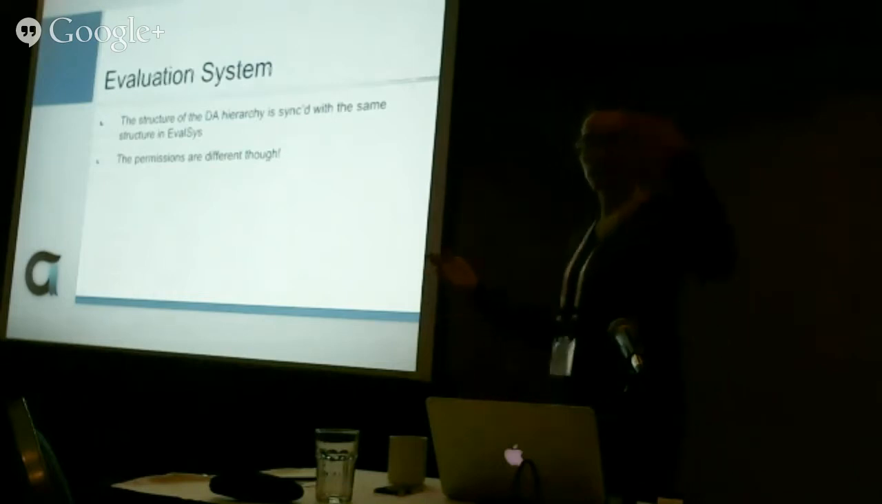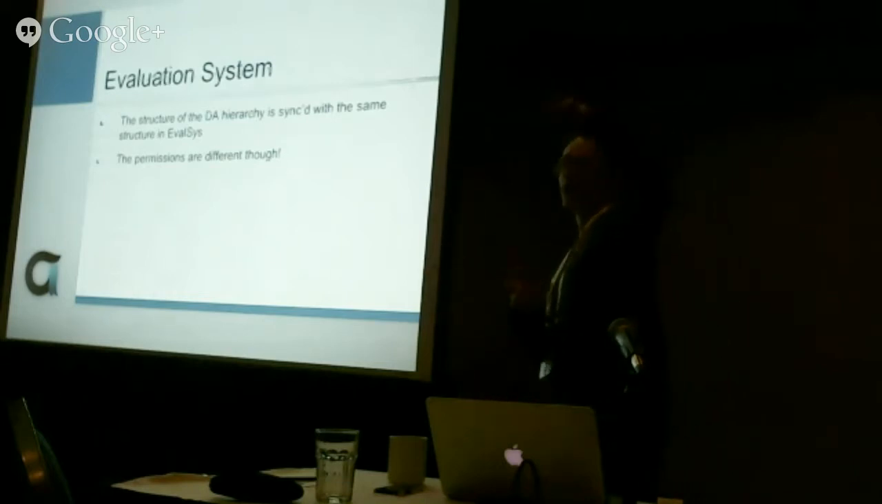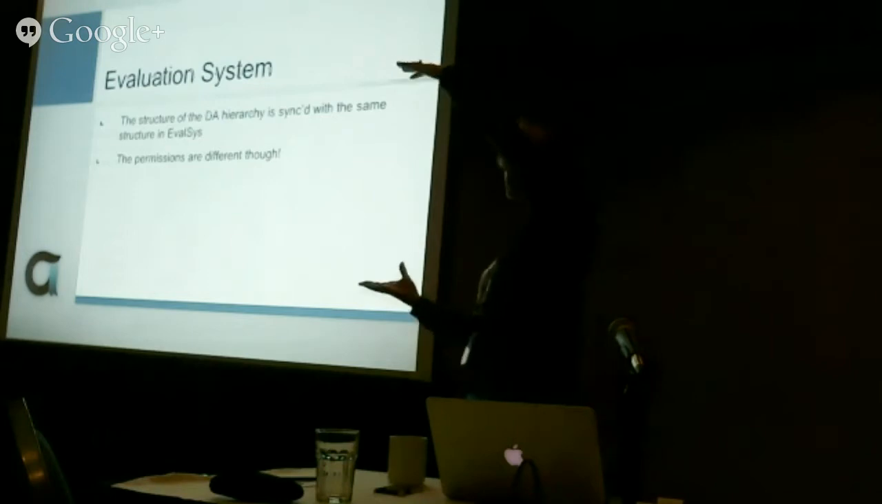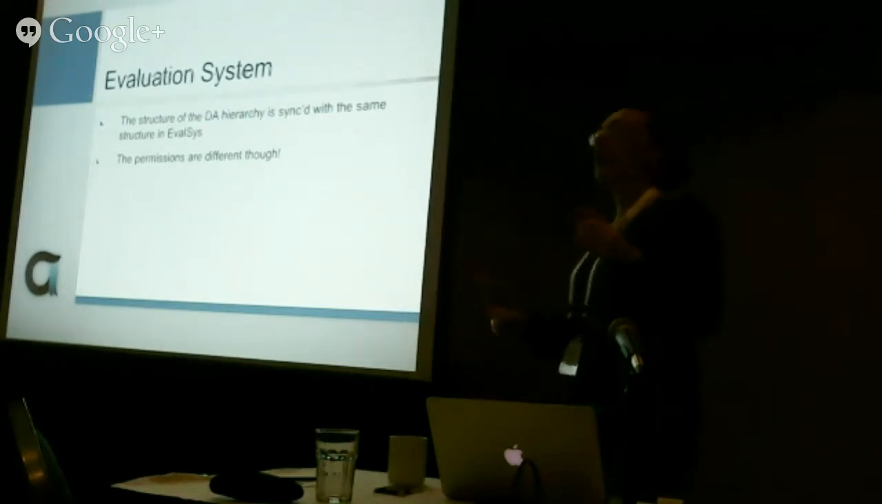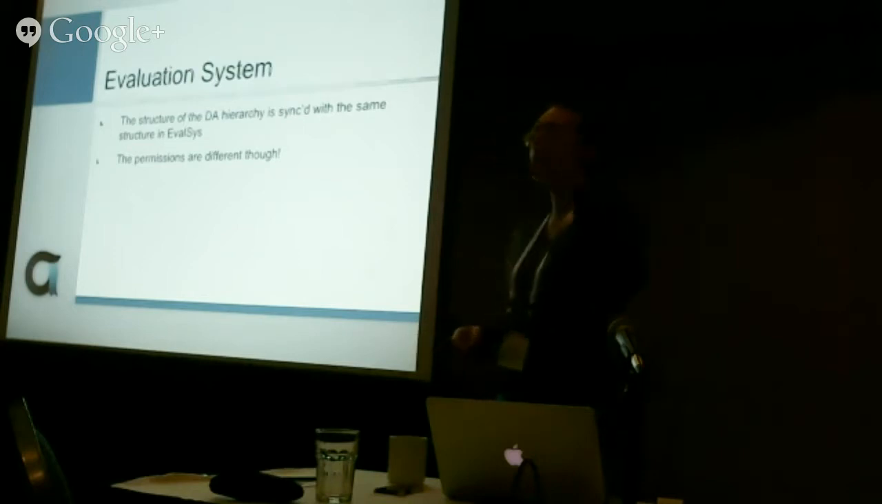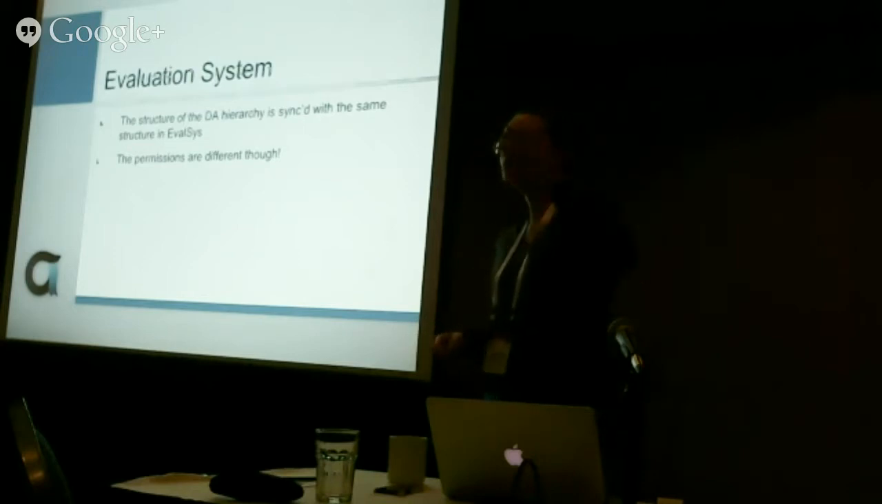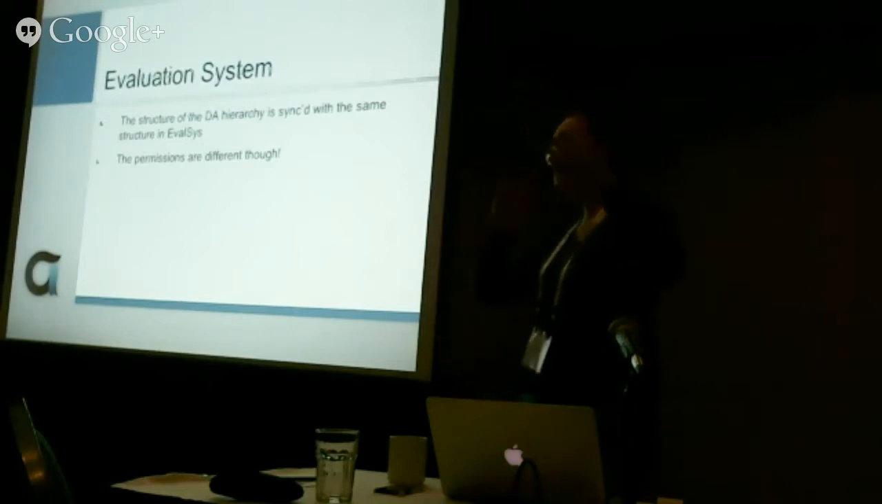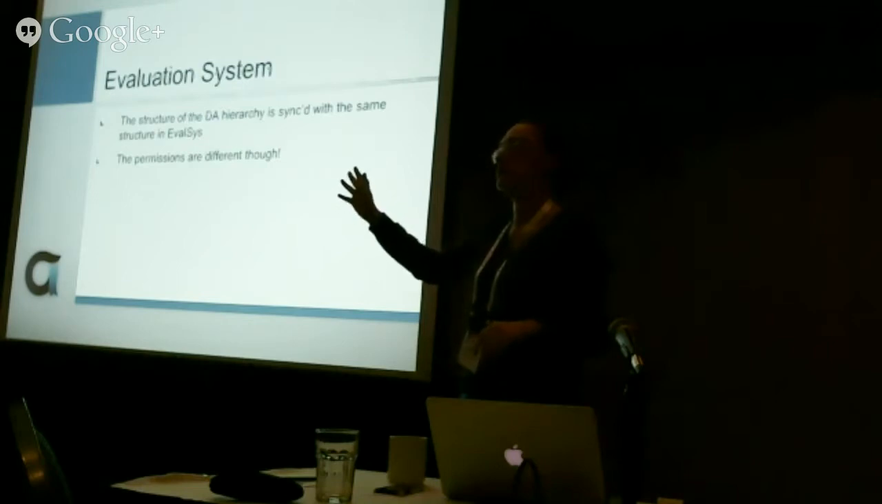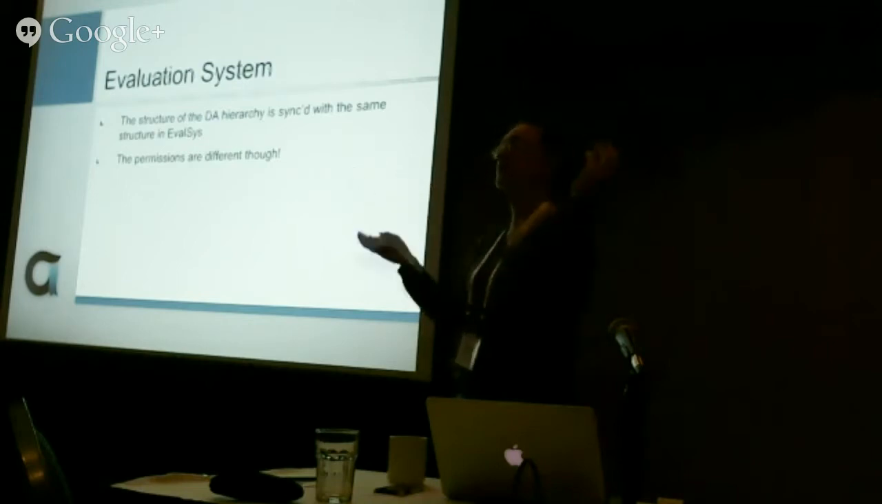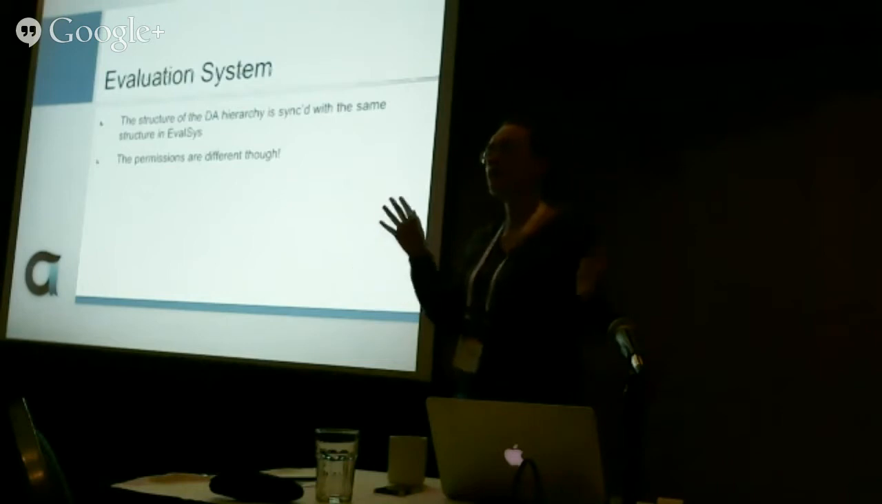So, like I said before, the structure of the delegated access hierarchy is synced with evaluation system. They use the same structure, but the permissions are different. So, if I grant delegated access permission to a particular person, Susie, let's say, to all of the law school courses, that does not mean that she has access to do anything in evaluation system for those law school courses. I can grant her that access, but it's separate. It's different. And this seems to work okay for most people.